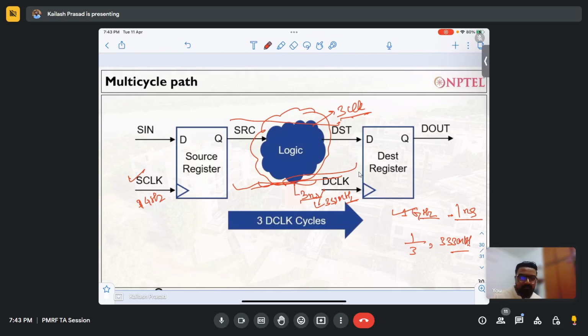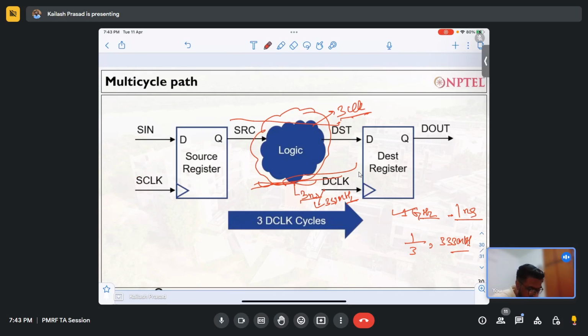Regarding the multi-cycle path that you have described, the combinational logic takes 3 clock cycles. But in the meantime, while it processes for the 3 clock cycles, if any input appears at the source, then what happens? I got your point. This slide is actually not showing the complete picture.